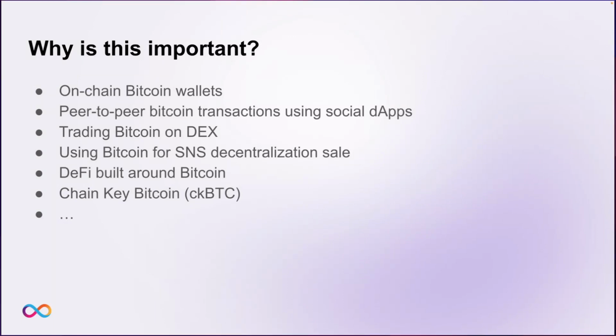An entire class of applications is DeFi, of course, built around Bitcoin, which could previously only be implemented with wrapped Bitcoin that required additional trusted entities. Or chain key Bitcoin, or in short ckBTC, which is an advanced variant of wrapped Bitcoin. And ckBTC is actually probably the easiest way to handle Bitcoin on the IC, and it might be the right choice for many, many developers out there. And we'll talk more about it a bit later. And of course, there are many other use cases that haven't even been imagined yet.